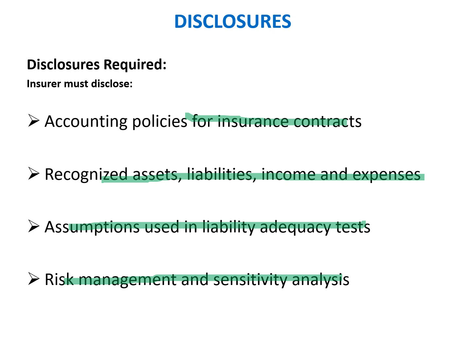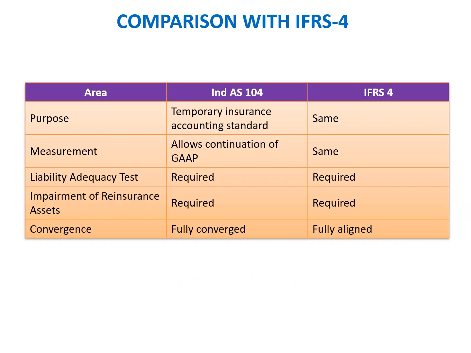We'll move to the last slide, which is the comparison between Ind AS 104 vis-a-vis IFRS 4. Okay, now we'll quickly talk about the comparatives between Ind AS 104 and IFRS 4. So largely they are fully converged and there is no difference as such. The only thing is that this is an interim or temporary solution, because the full-fledged Ind AS 117 has still not been implemented in the Indian scenario, as it has not been finally notified by IRDA. So with this, we come to the end of this session.